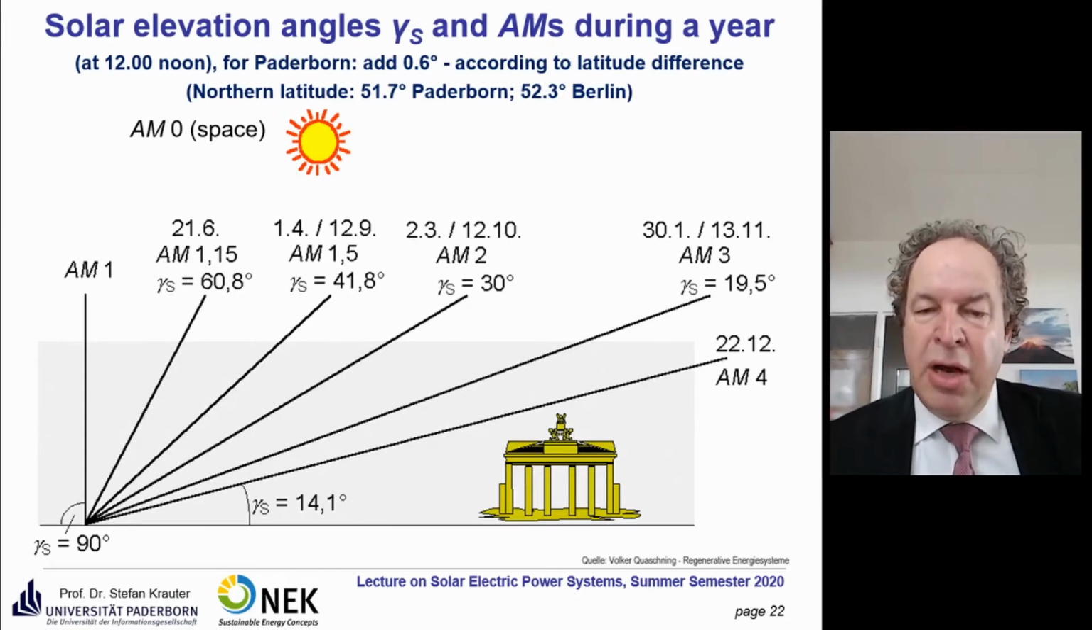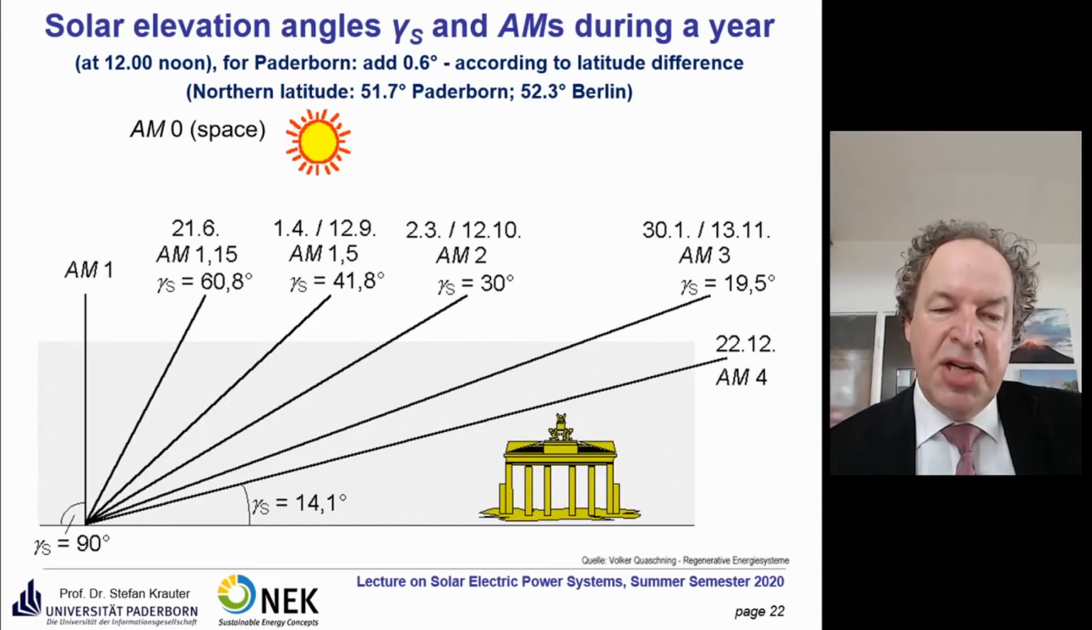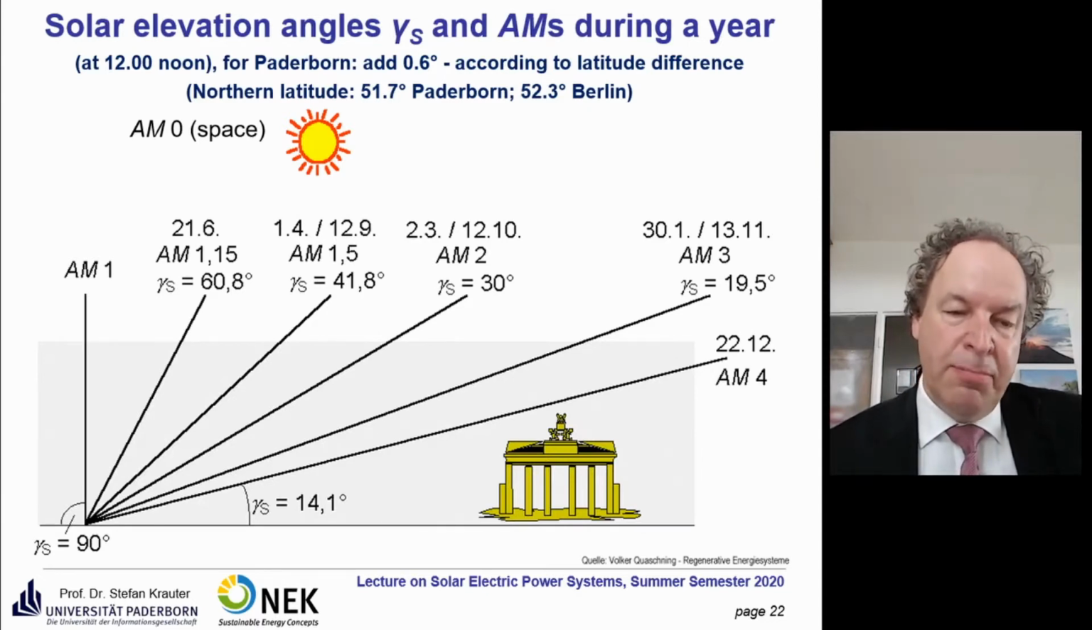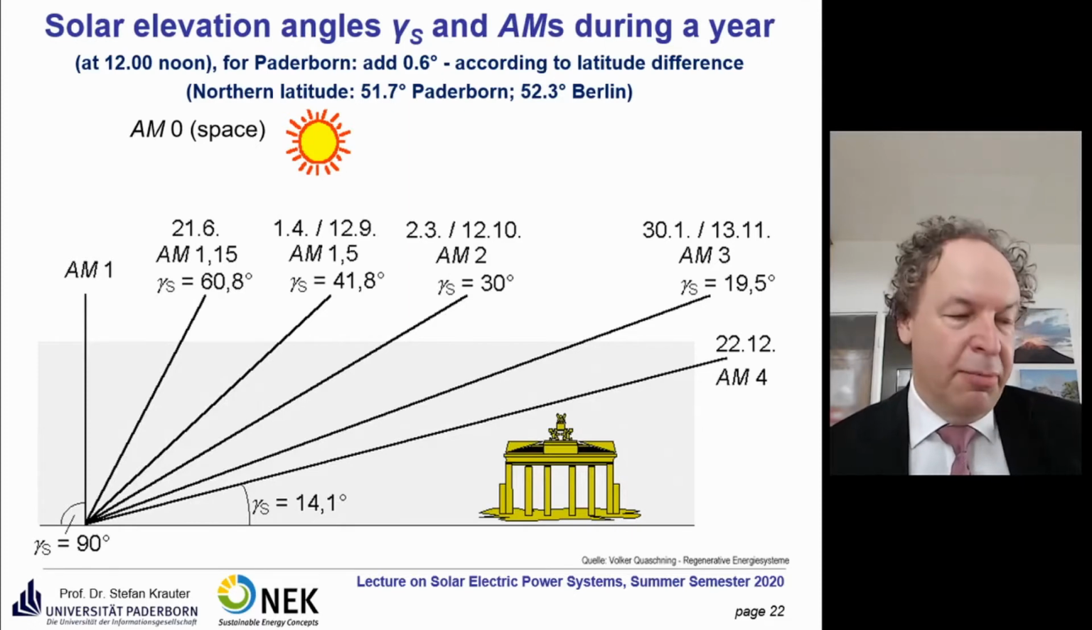And if you go to the lowest position at the 21st or 22nd of December, that changes a bit every year, we have about AM4, and that's equivalent to an elevation angle of 14.1 degrees in Berlin or 14.7 degrees in Paderborn. On the top we have the irradiance by the sun directly, which is about AM0, as you saw before on the spectra.